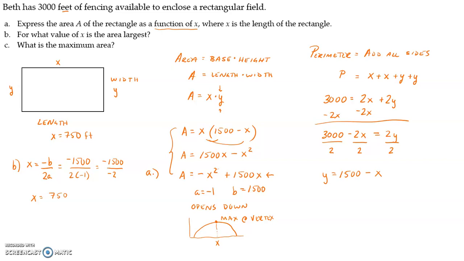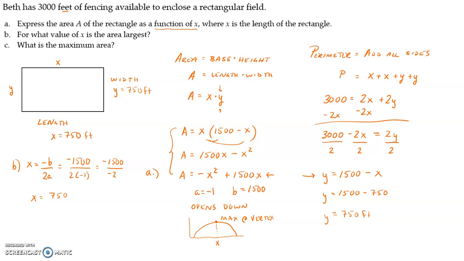Over here, when we were working with our perimeter, you'll notice that we ended up with an equation that says y equals 1500 minus x. We can actually use that to calculate the width of this rectangle. We know our x value was 750, so we can actually come here and plug it in. And we can get a y value here of 750. This one is also in feet. So we now have our dimensions to our rectangle.